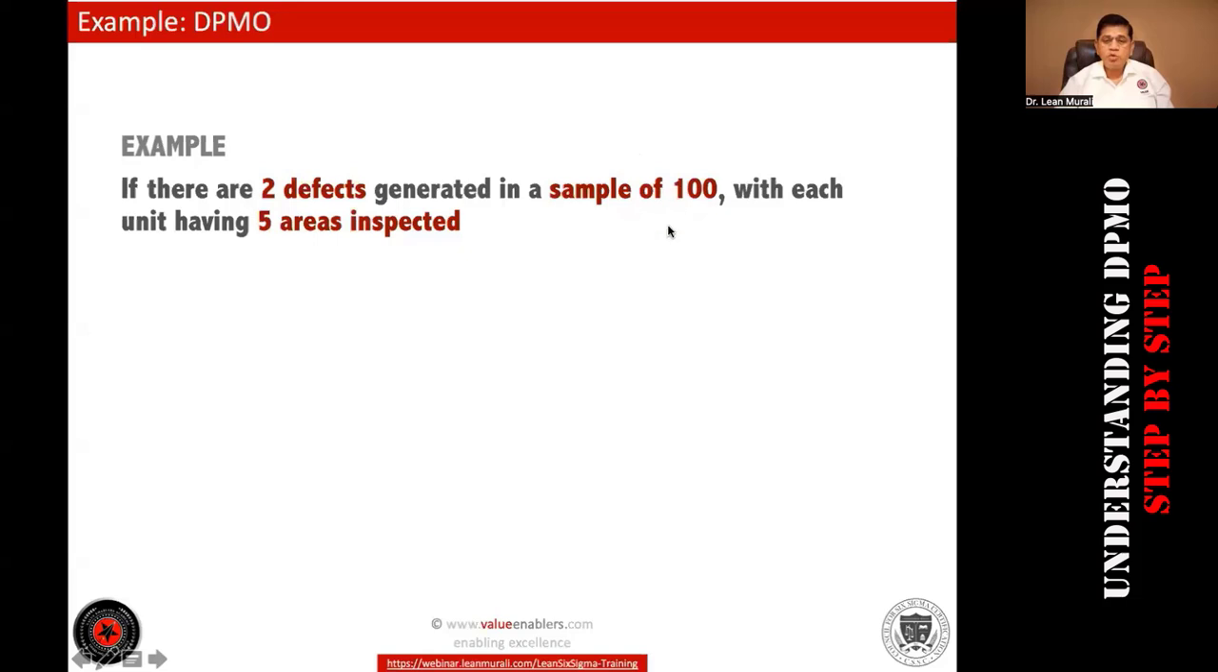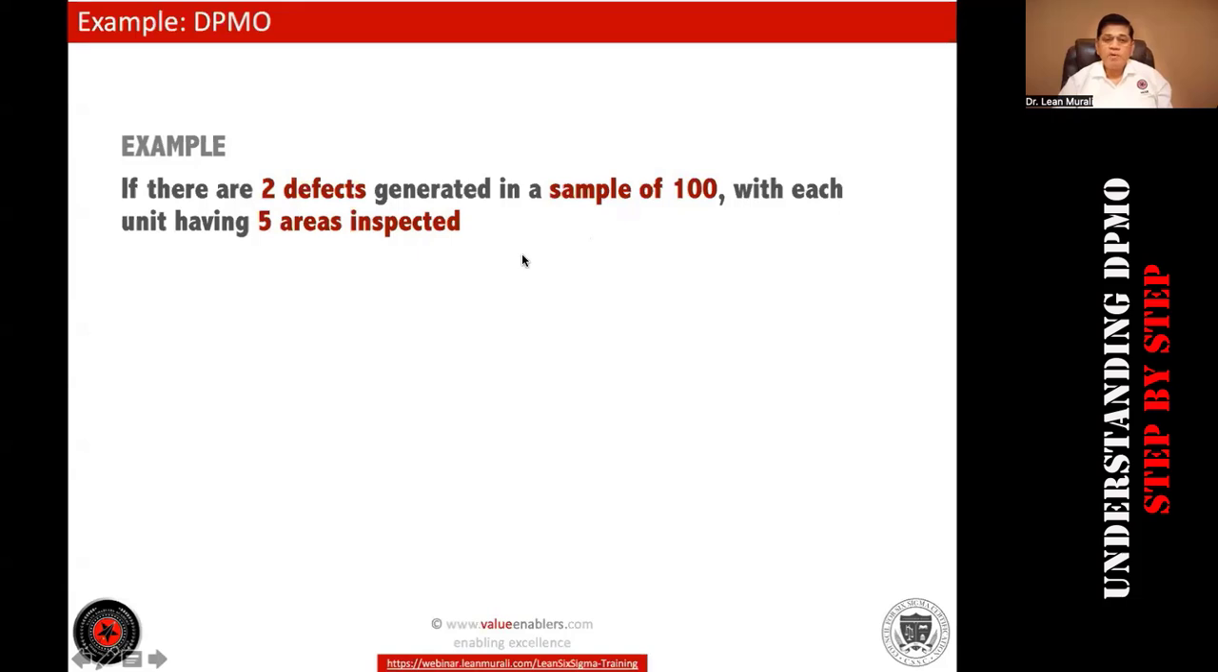So how much is the total number of opportunities? Please put it in the chat box. 500 opportunities is the correct answer. Okay, so defects per unit is how much? 100 units are there, 2 defects are there. Defects per unit is how much? 2 divided by 100 is the right answer.